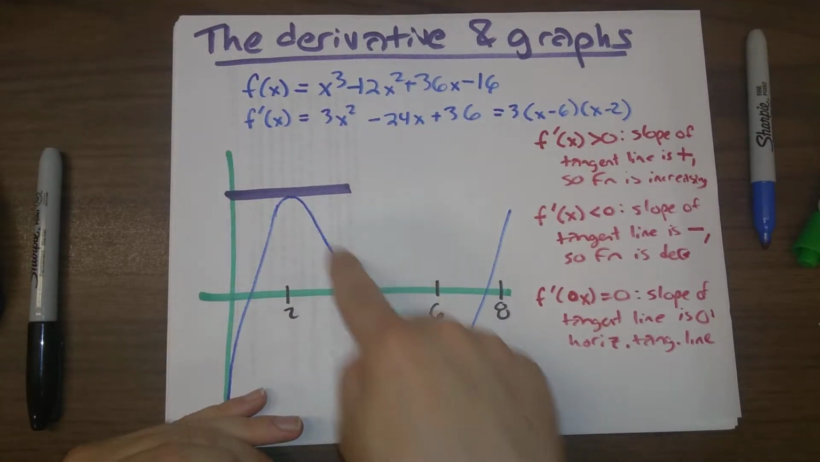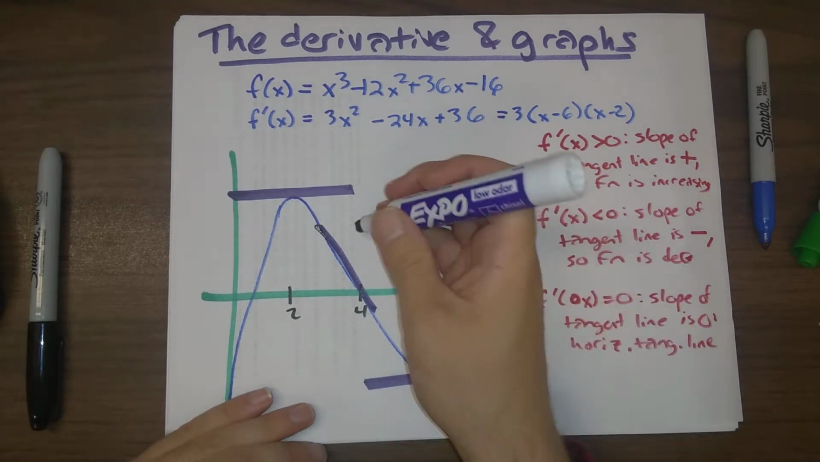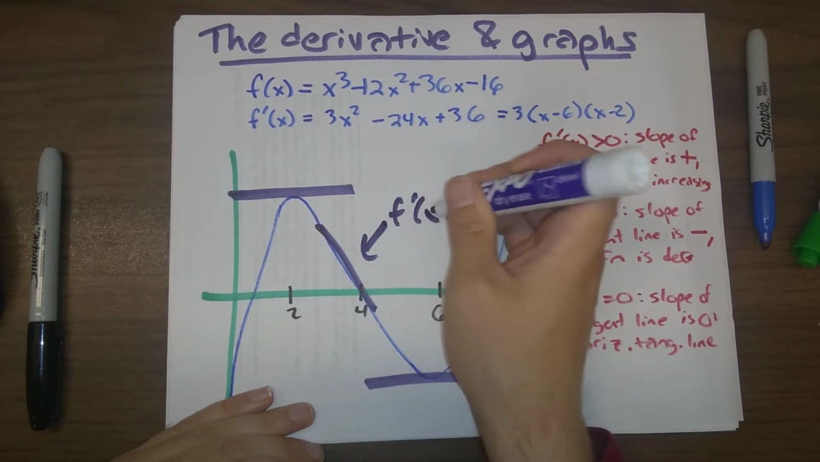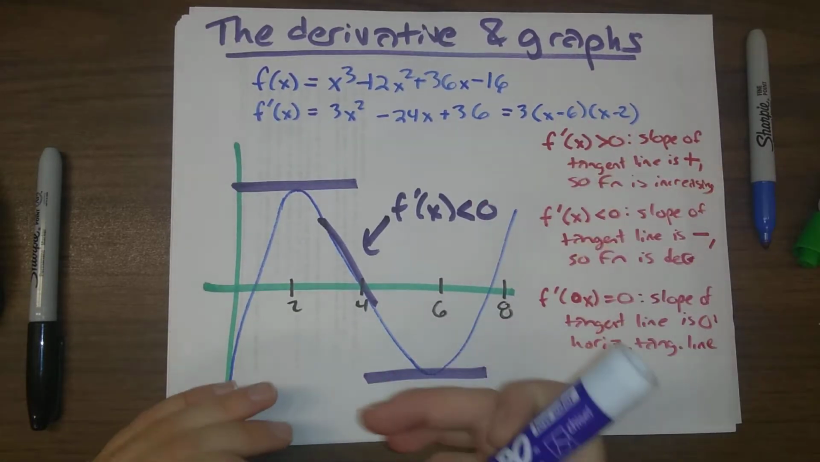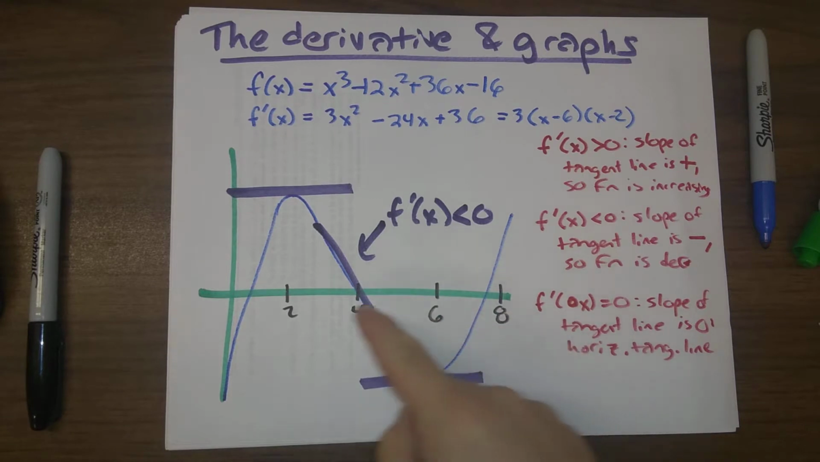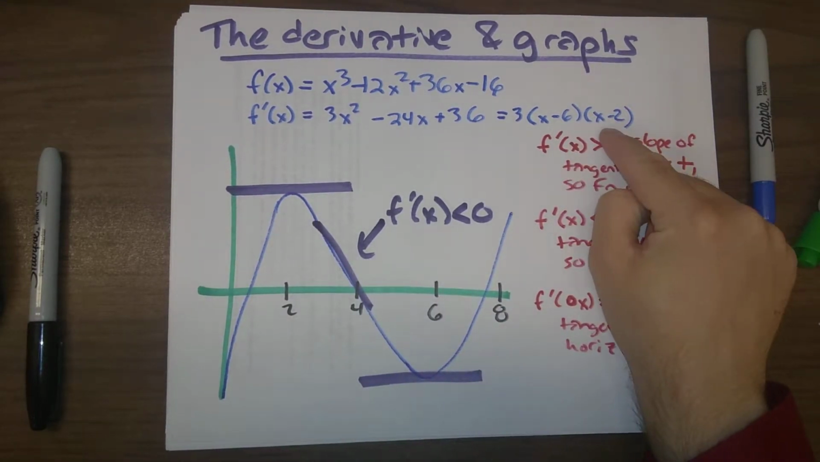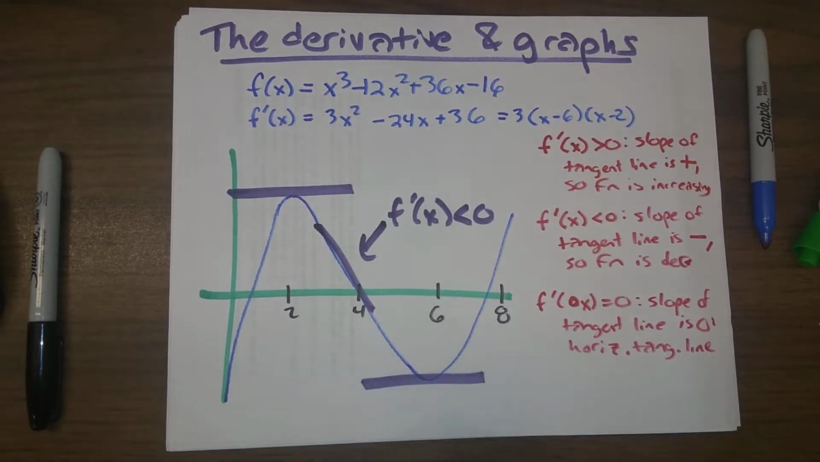If x is between 2 and 6, our tangent lines are going to be negative. So in here, f prime of x is negative. We can see that from looking at the factored form of f prime of x. If x is between 2 and 6, x minus 6 is negative, x minus 2 is positive, positive times negative times positive is negative. Our function is decreasing there.